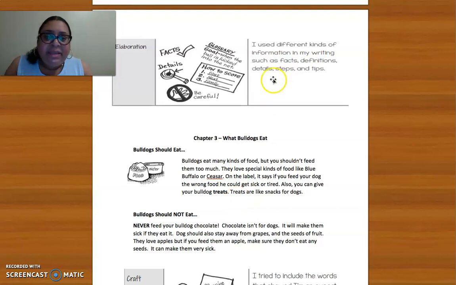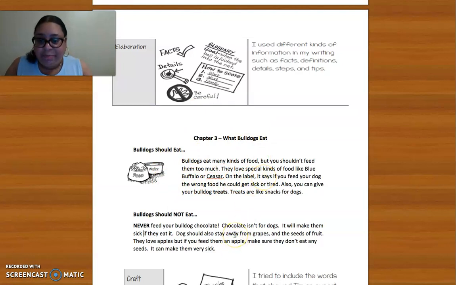Let me see. Did I include some facts? Oh, here's a fact. You shouldn't feed them too much. Did I include definitions? Yup. Treats. Treats are like snacks for dogs. Tips. You shouldn't feed them too much. That's a tip. Oh, you should read the label. That's a tip. So my elaboration for this section was pretty good.